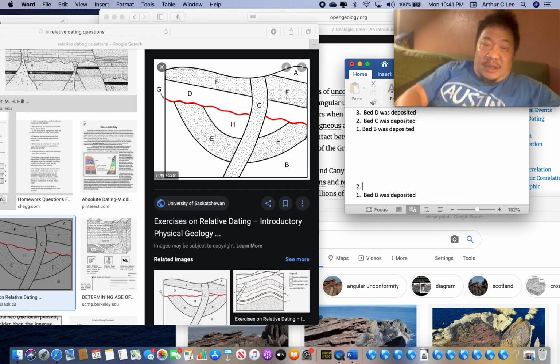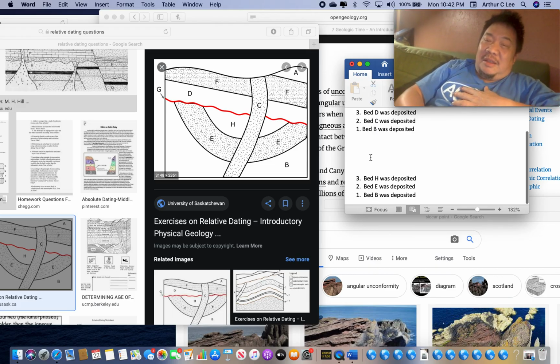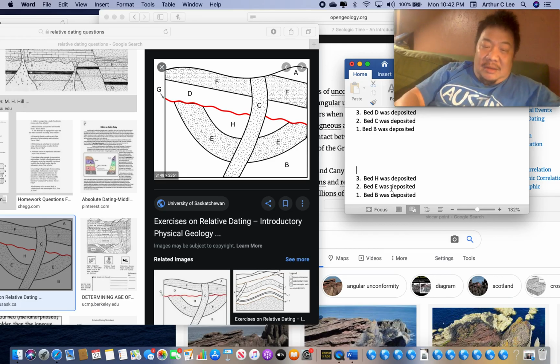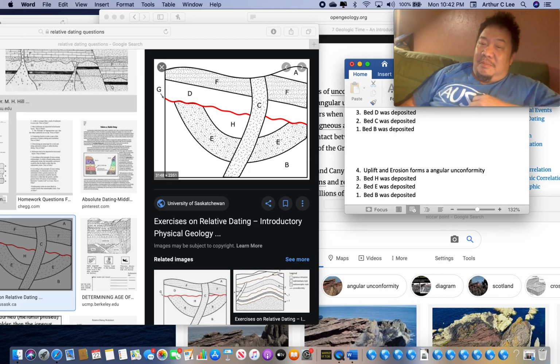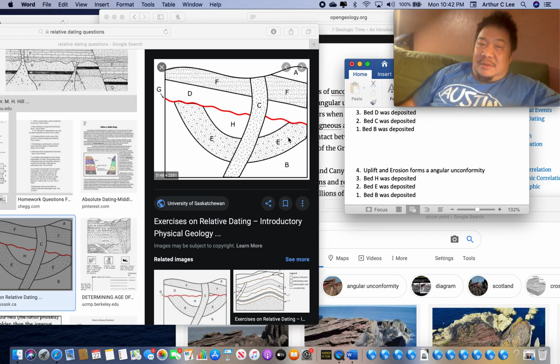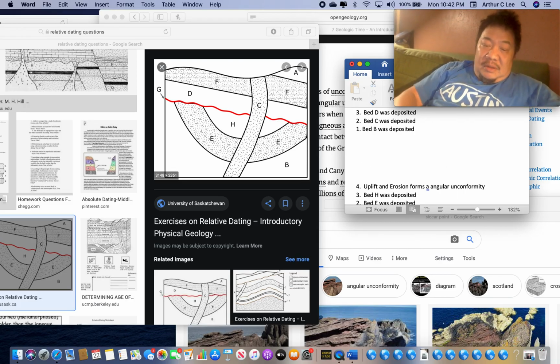Let me go around like this. Bed E was deposited. Then what happened? Then bed H was deposited. Remember, when you do your lab, put the first event on the bottom, not on the top, in relative dating. First event goes on the bottom. And then what happens? Then we had uplift and erosion forms an angular unconformity. Right? Isn't that what must have happened next? Because the unconformity cuts through H, E, and B. Then what happens? Then bed D was deposited.